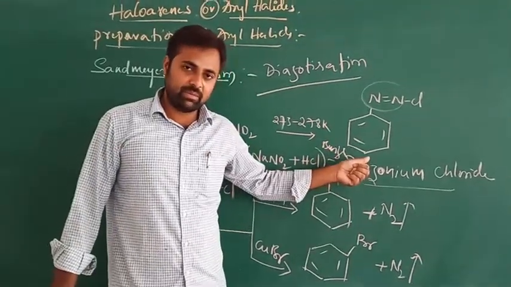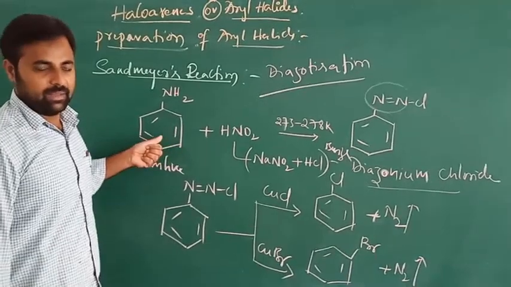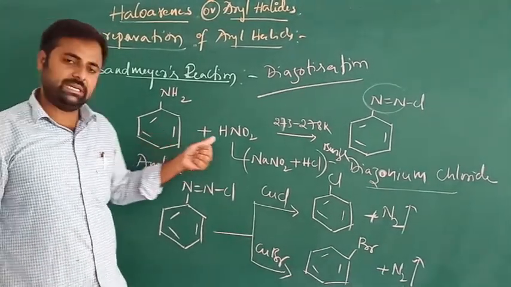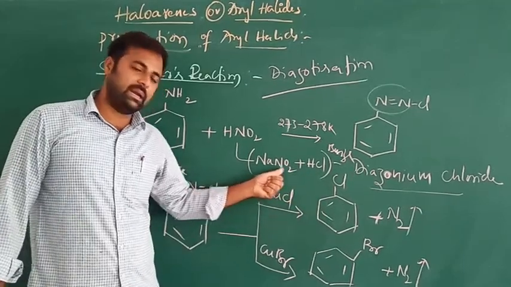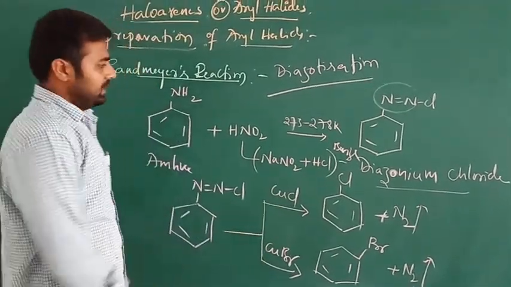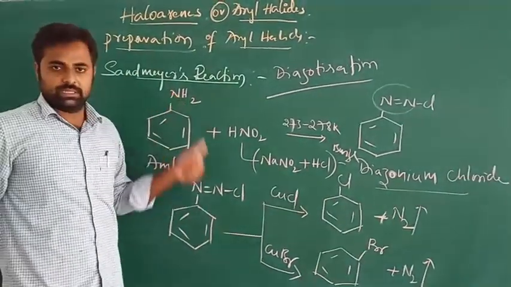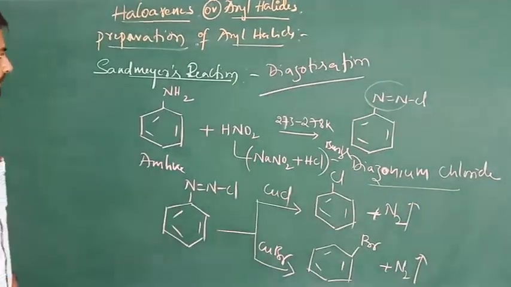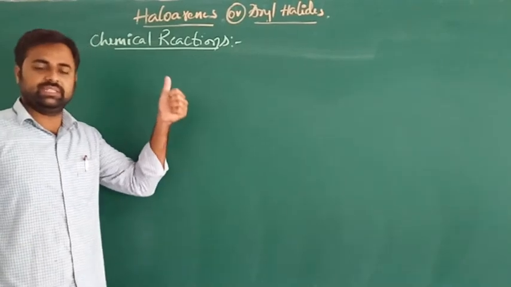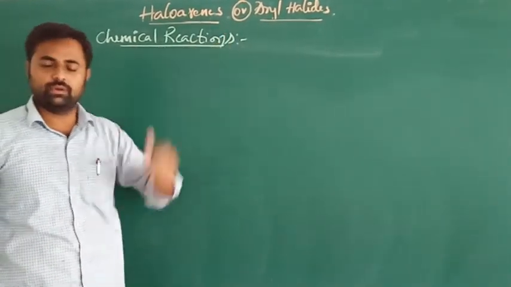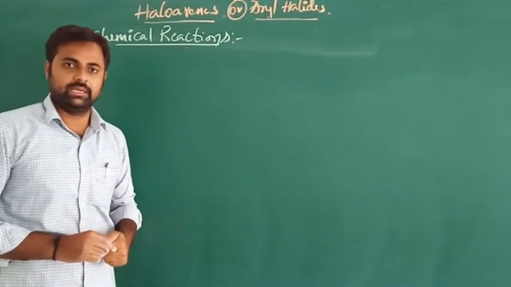This benzene diazonium chloride is initially prepared from a primary aromatic amine, which is treated with nitrous acid, obtained from the mixture of sodium nitrite and HCl. So this is Sandmeyer's reaction. Yes. Let us move on to the next concept, that is chemical reactions of aryl halides or haloarenes.